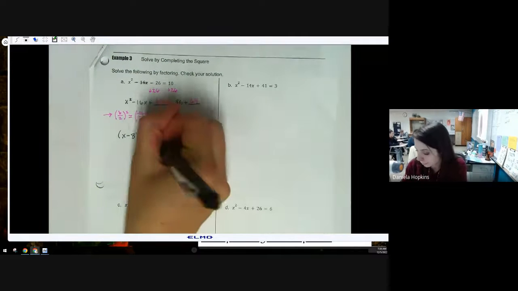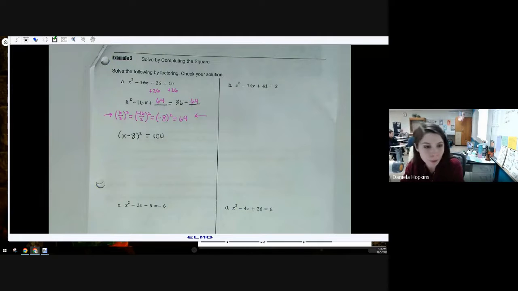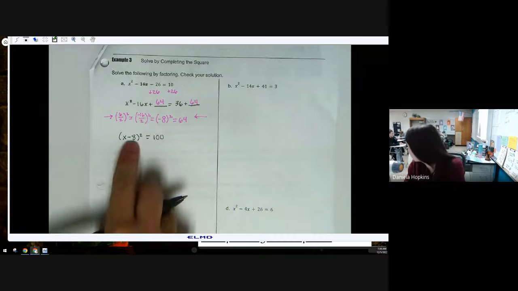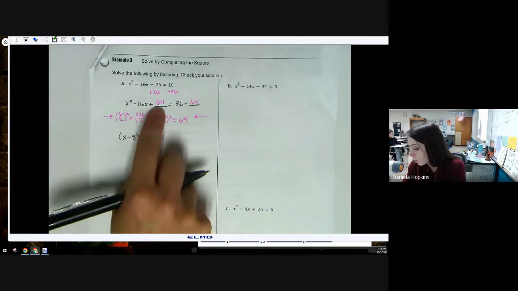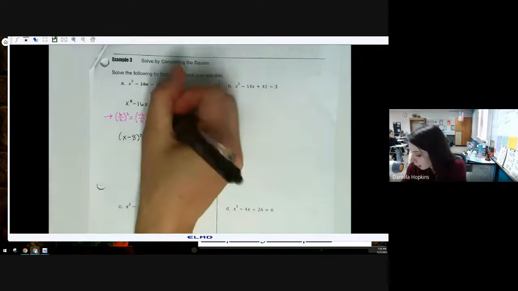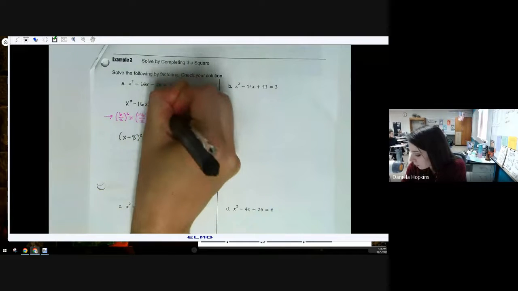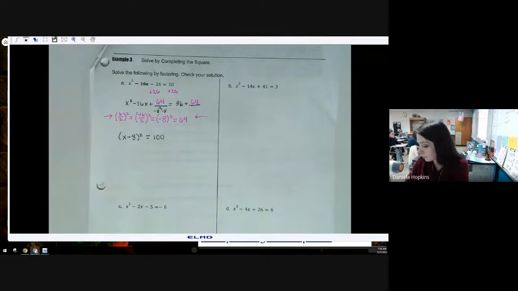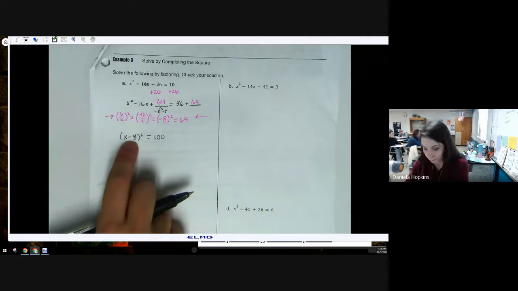What was that? 100. It's always nice when it's a nice perfect square. It won't always be, but it's nice when that happens. Are we all clear on why this is x minus 8 squared, by the way? Again, the idea here is what multiplies to positive 64, but adds to negative 16. And in this case, it would be negative 8 and negative 8. So you can just remember to factor it this way.